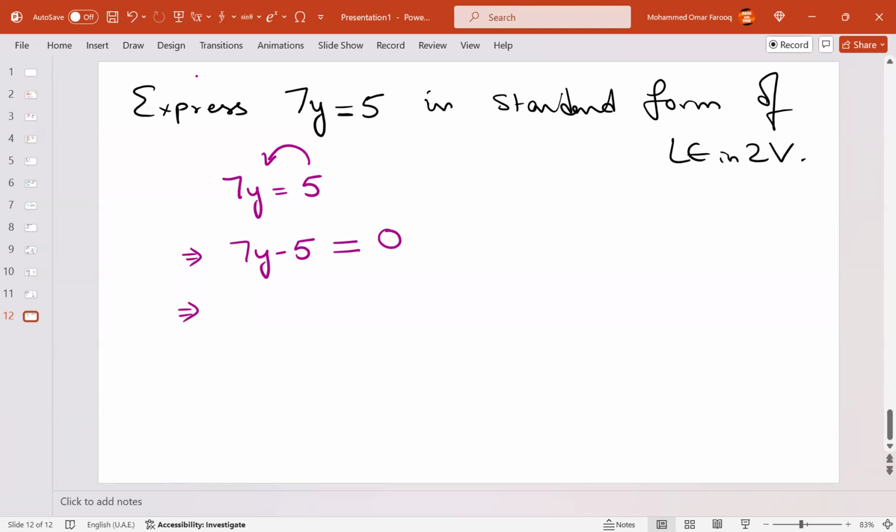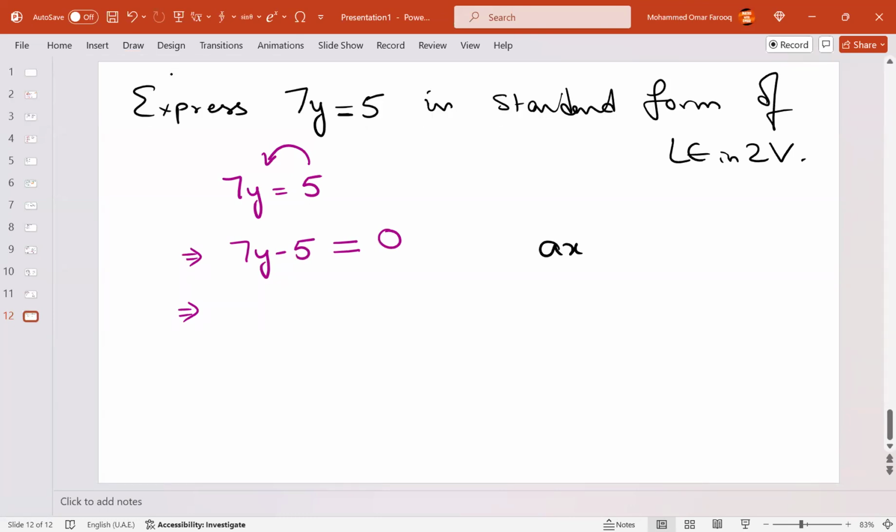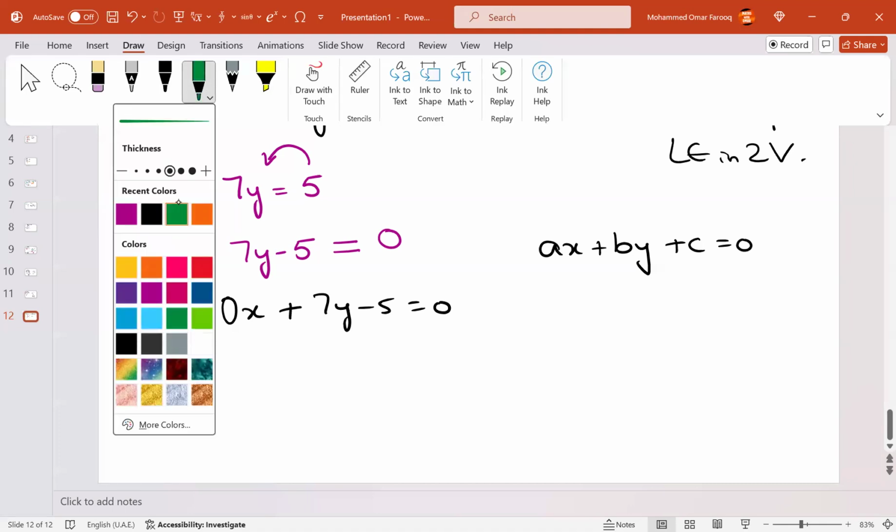So now, what is our standard form, my dear students? The standard form is first you should have the x term, ax, next the y term, by, next the constant, plus c. Since you don't have an x term over here, I can write it as 0x because it doesn't have any value, so there is no change. So plus 7y minus 5 is equal to 0. Now understood?